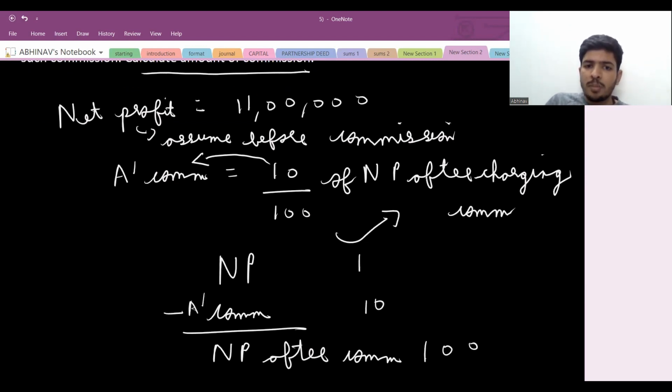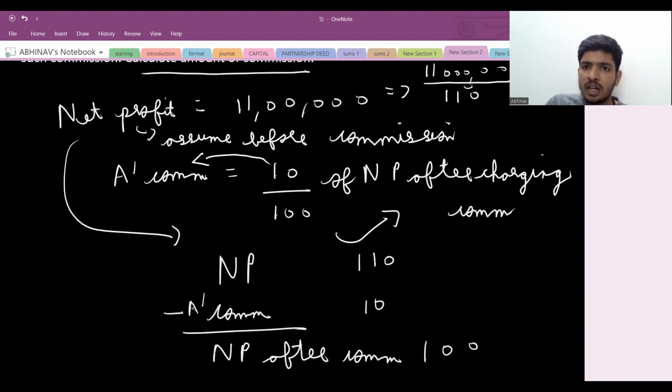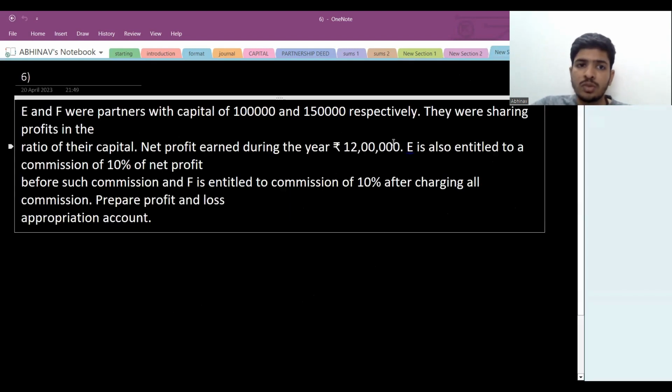So to complete the equation, net profit will be 110. We already know net profit as 11 lakh here. So what is the formula? 11 lakh by 110. Why? By equivalent amount. This net profit is equal to this net profit. So by 110, then into what? We are finding A's commission, so into 10. So the value is 1 lakh. A's commission is 1 lakh. Correct?